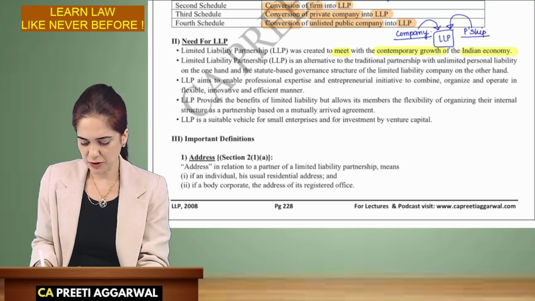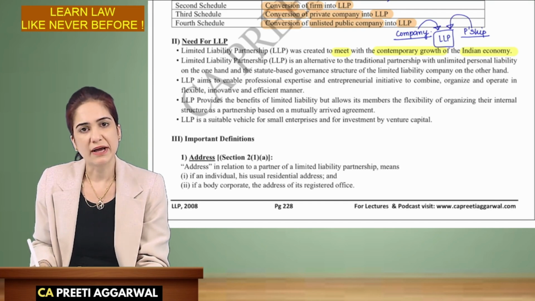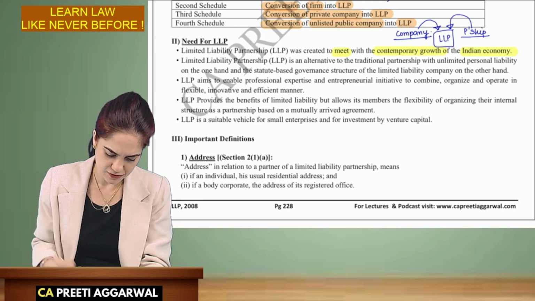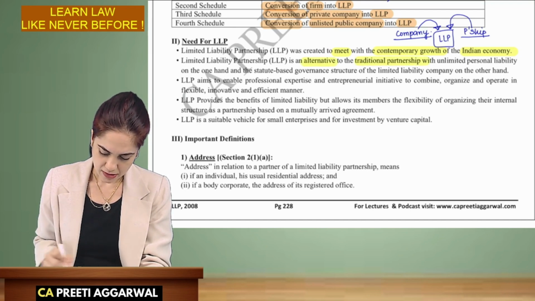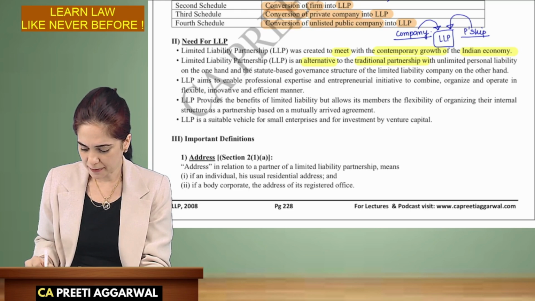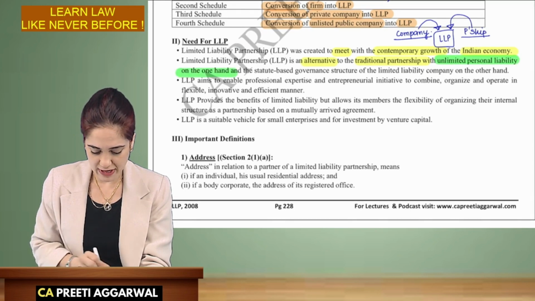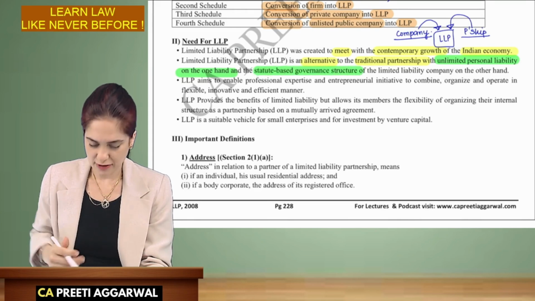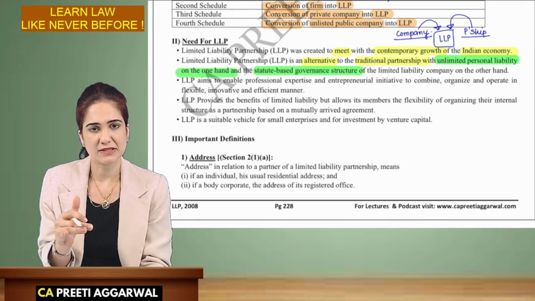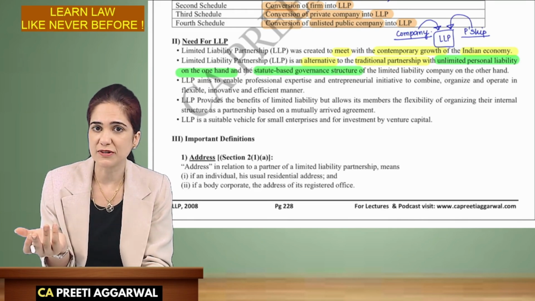So for them, we have a new type of organization, that is the LLP. It is a very modern kind of structure, an alternative to the traditional partnership. The traditional partnership has unlimited personal liability on one hand and statute-based governance of the company on the other. So this actually has lesser compliances, but it still offers the best features of a company.